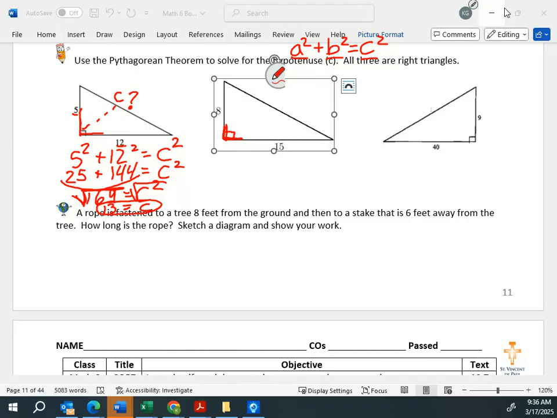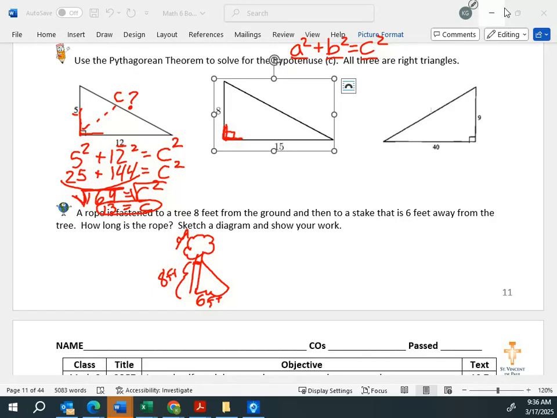A rope is fastened to a tree 8 feet from the ground. So our tree is how tall? So that rope is fastened right here. We know that length is 8 feet. And then it's in a stake that's 6 feet away from the tree. So look at our picture.